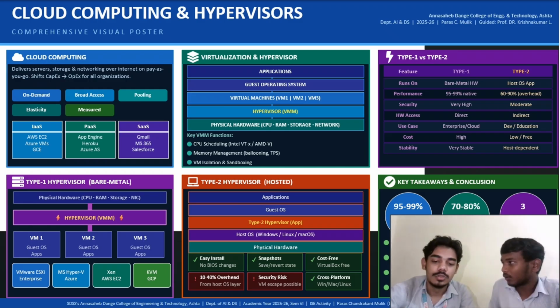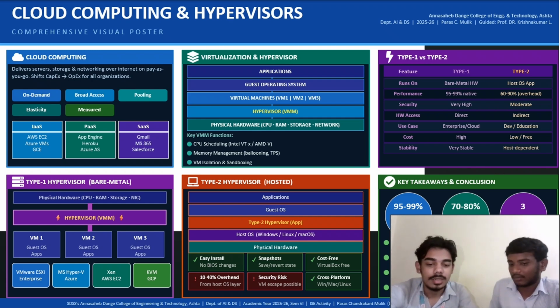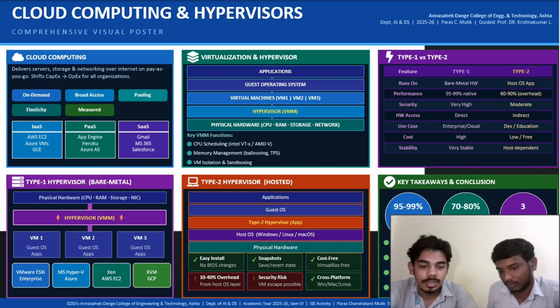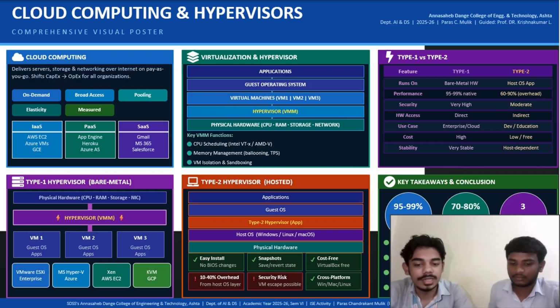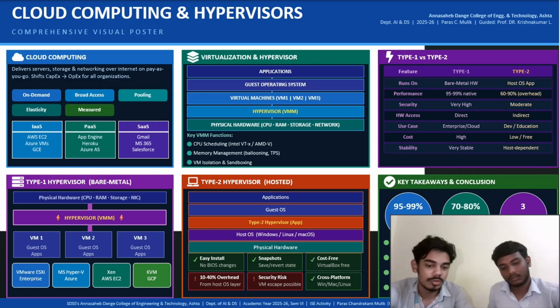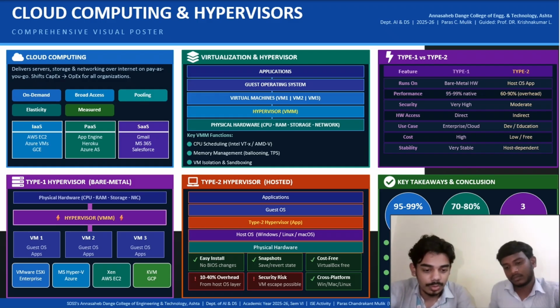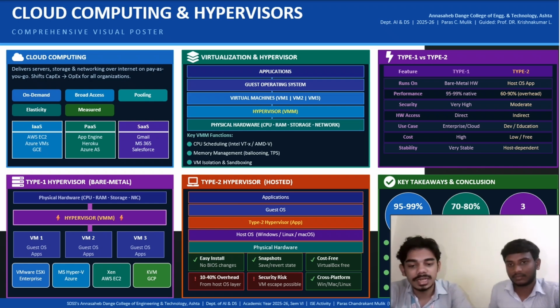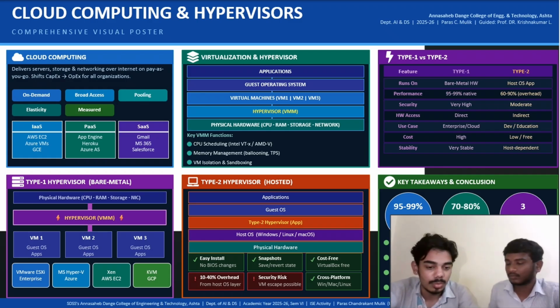What about type 2? Type 2 is a hosted hypervisor. These run on top of an existing operating system. You install it like any other application, for example VirtualBox, VMware Workstation, and Parallels on Mac. These are popular with developers and students for testing. Also, if you want a Linux environment, you can use it on Windows laptops without any dual booting. That means you can use it on almost any operating system, right?